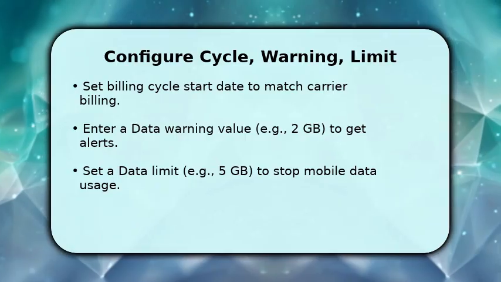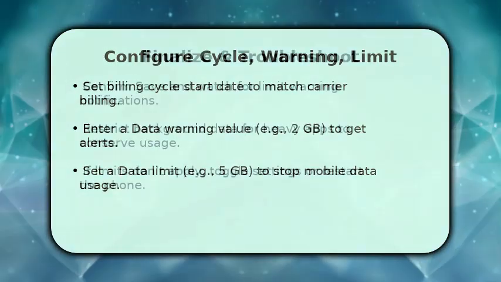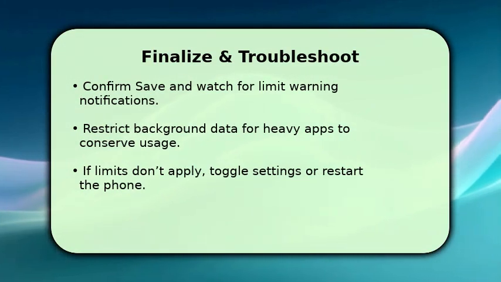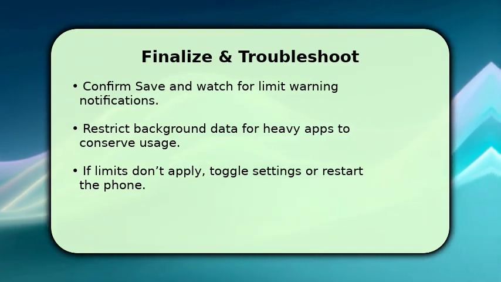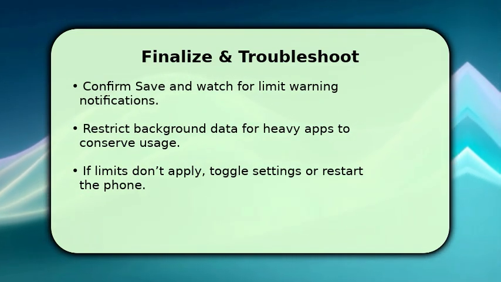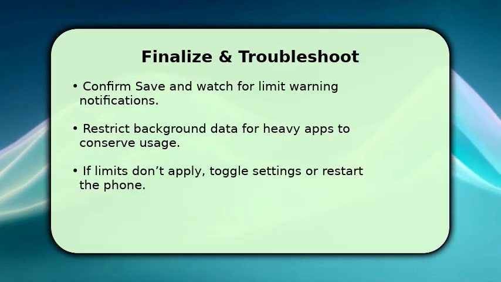To finish, save your changes and monitor the notification area for warnings as you approach the limit. This confirms the settings are active. If you want extra control, restrict background data for specific heavy apps so the limit lasts longer.